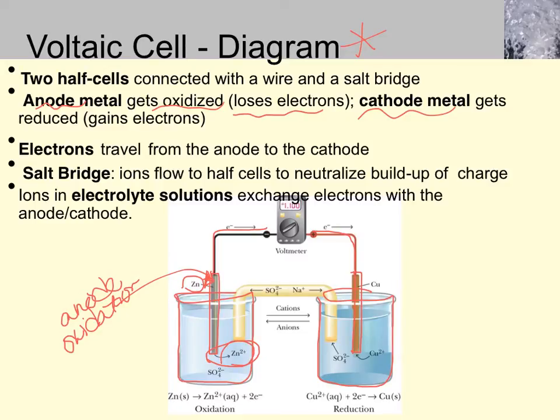The cathode gains electrons. So the cathode gets reduced. And obviously neutral metal cannot gain electrons. Electrons like to become cations, not anions. So what gets reduced here are the electrolytes in solution. And of course, as copper cation picks up electrons, it regenerates copper metal and plates out on the cathode.